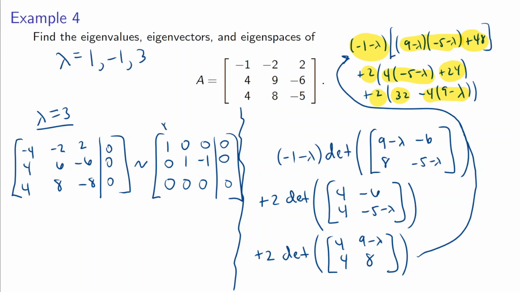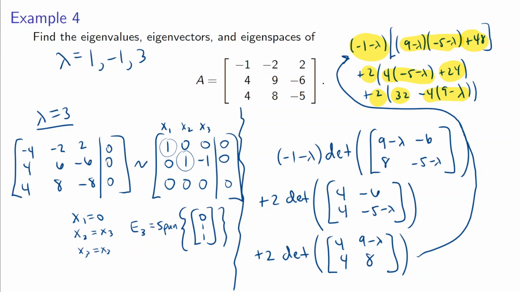If we take our eigenvector to have elements x1, x2, and x3, we see that x1 actually has to equal 0. We have these two pivots, right? So x3 is a free variable. x1 would be 0, x2 would just equal x3, and x3 is our free variable, so that would also equal x3. And so any vector in E sub 3 here would be in the span of, I guess, 0, 1, 1, if we just set x3 to be 1. And we could play this same game with lambda equals 1 and lambda equals -1, and we would find this.